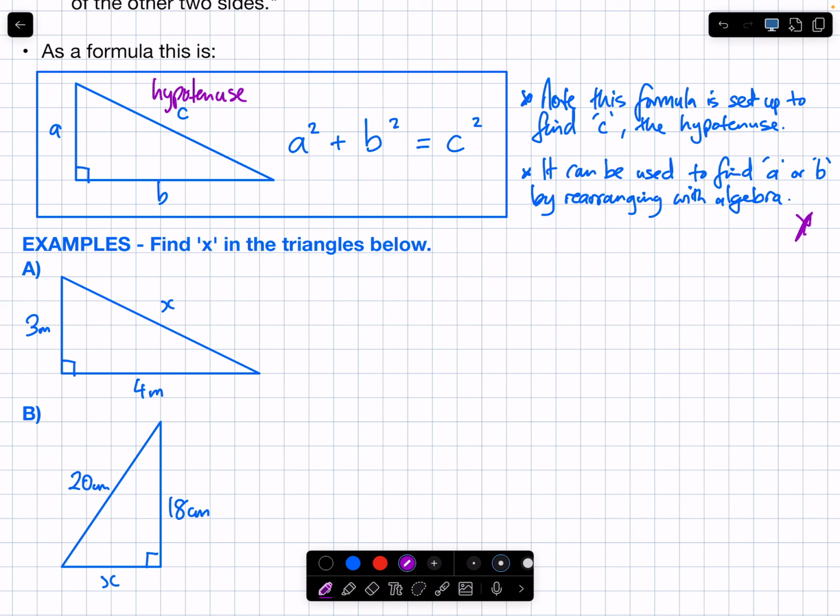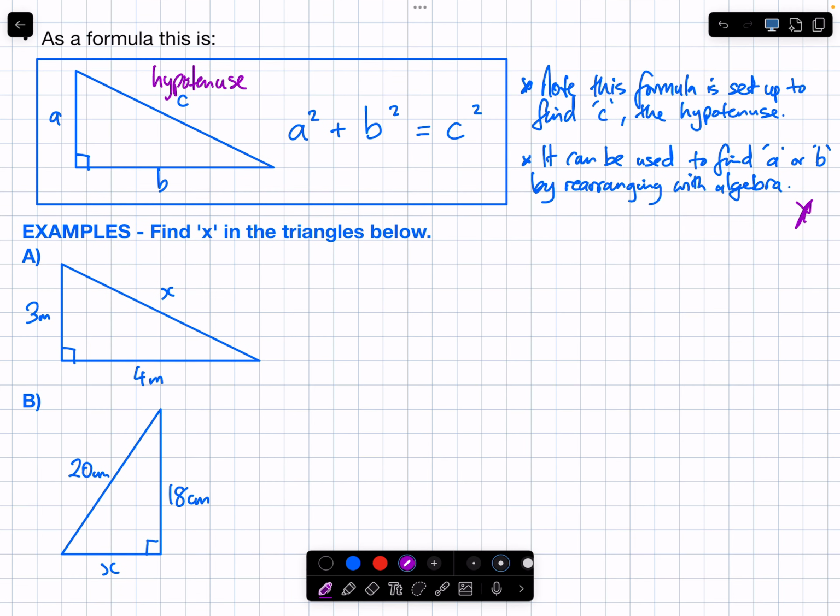I'll scroll it down so you can see the two examples I'd like to go over. See, in that formula C is always the hypotenuse. It's the longest side. If you don't know if it's the longest side or not, the hypotenuse is the one opposite the right angle.